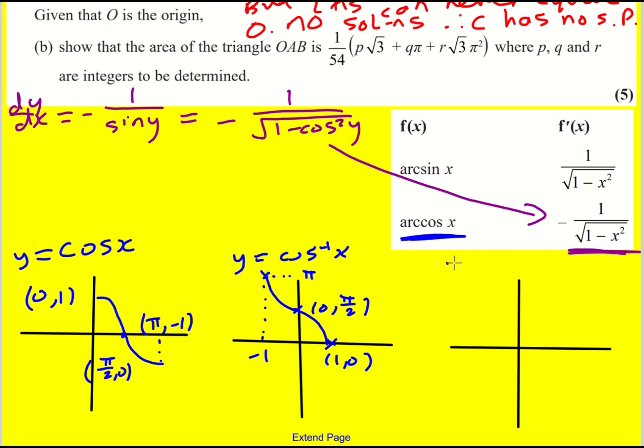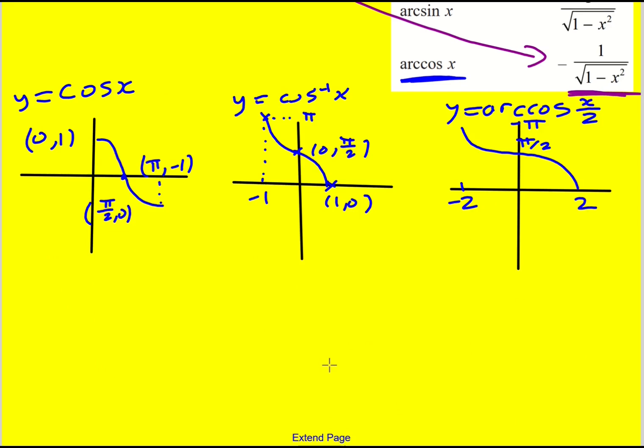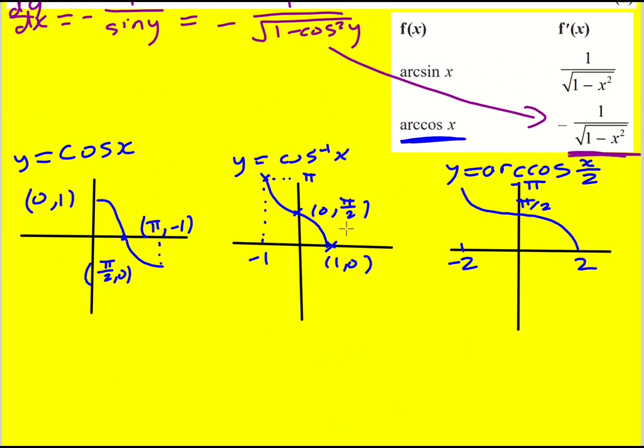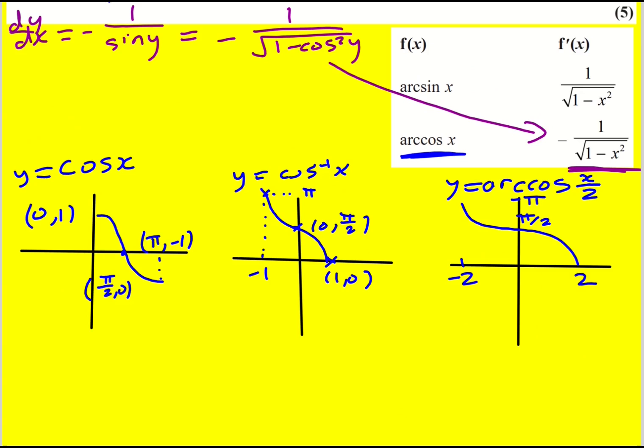Now if I want to make it arc cos x over 2, as they write it in the question, x is being replaced by x over 2. This is a stretch by factor 2 in the x direction. So it's just going to end up looking a bit like that. And suddenly this is going to become 2. This is still going to be pi over 2. This is going to be minus 2. And up here is pi. I think that's quite fulfilling personally to draw that out without any reference to software.